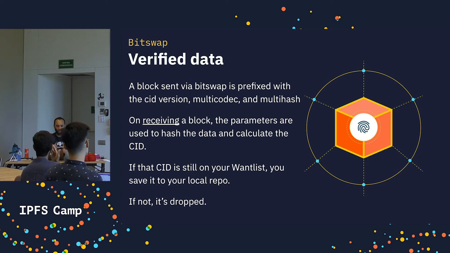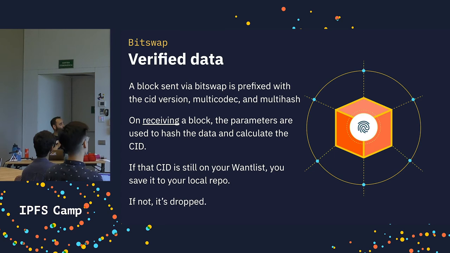So just quickly, to recap on the verification, I think we covered it in detail, but you send the recipe, you don't send the CID. The recipe includes the CID version, the multicodec, and the multihash. These are all the things you need to calculate the CID. And if you use all the same ones as the person on the other end did, you will end up with the same CID, assuming that the data is correct.